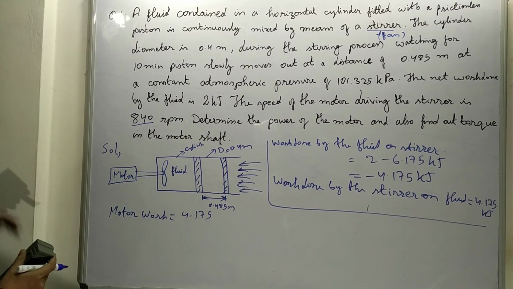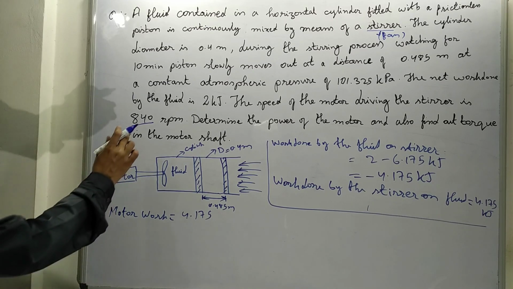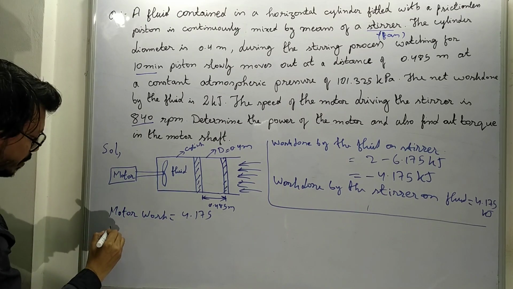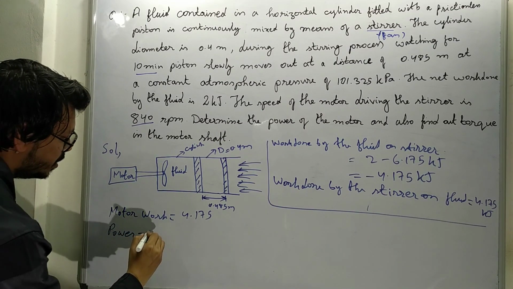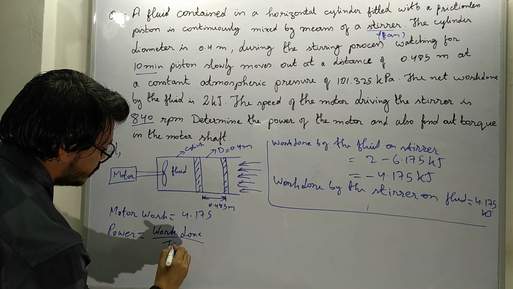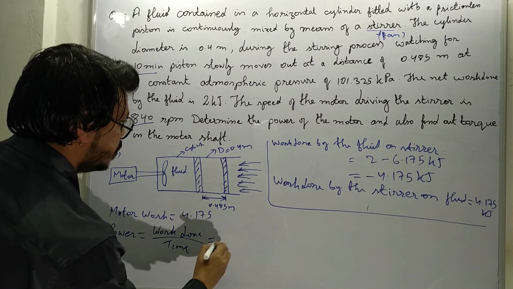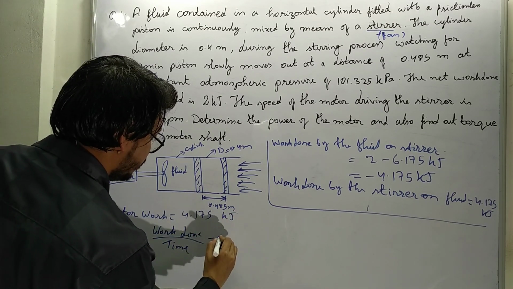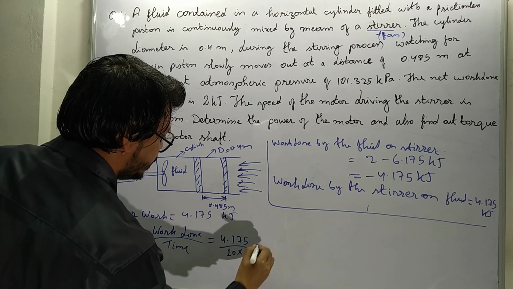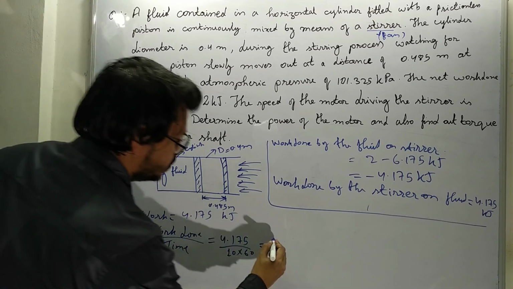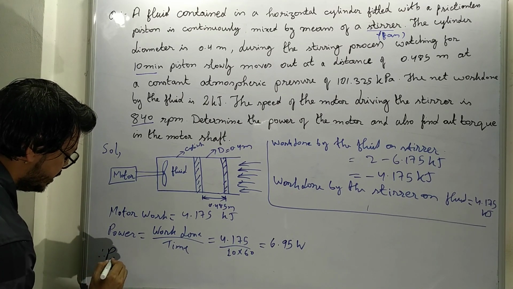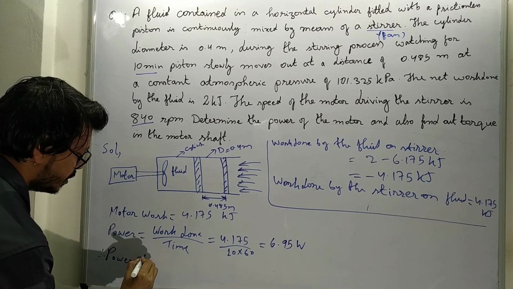4.175. Now, we have watched for 10 minutes, so power is equal to work done by time taken in seconds. So work done, we have 4.175 by 10 into 60. We have the value 6.95 watt. So we got the power as 6.95 watt.